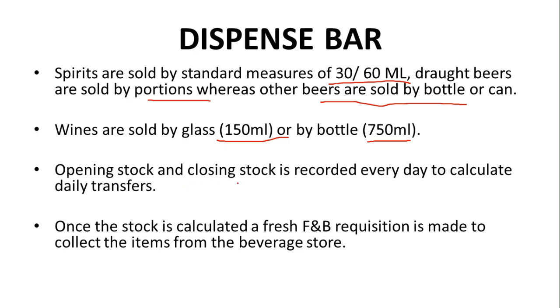Opening stock and closing stock are recorded every day to calculate daily transfers, because there are a lot of transfers happening between different outlets. People are posting things and taking on transfer, so they need to keep track of all the consumption. Once the stock is calculated, a fresh requisition for the store is made, and they pick up all the items which they have sold.